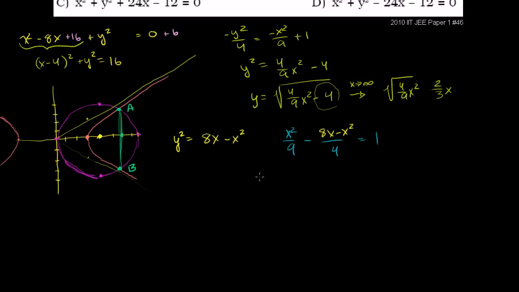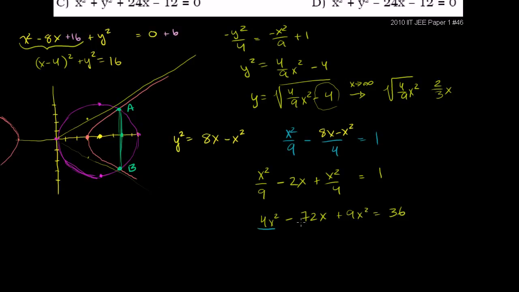Let's simplify this. So this tells us that x squared over 9 minus 8x over 4, so minus 2x, plus x squared over 4. I just distributed essentially the negative 1/4 over both these terms, is equal to 1. Let's see, we can multiply the whole thing times 36 to get rid of these fractions, because that's 4 times 9. So 36 divided by 9 is 4. So this is 4x squared minus 36 times 2 is 72x plus 36 divided by 4 is 9, plus 9x squared is equal to 36.